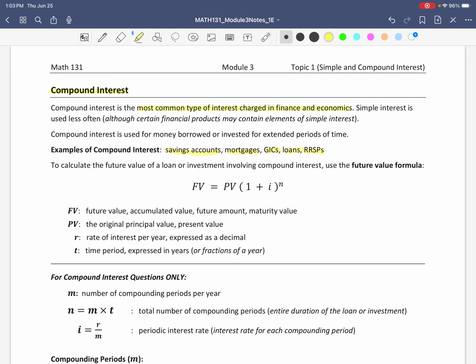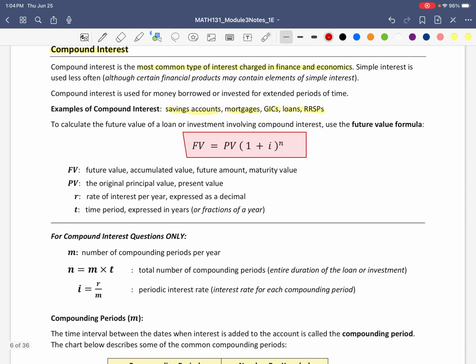To calculate the future value of a loan or investment involving compound interest, we use the future value formula. We're going to introduce some new variables for this formula and talk a bit about them, as well as do some practice questions. This formula here that we're going to start with is our future value formula. We've got some new variables to talk about.